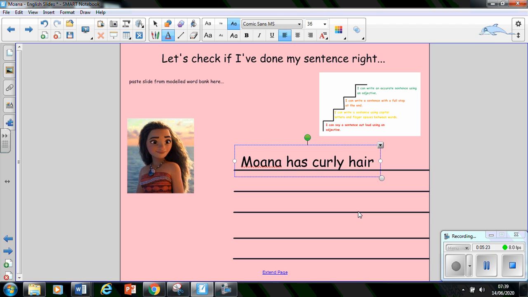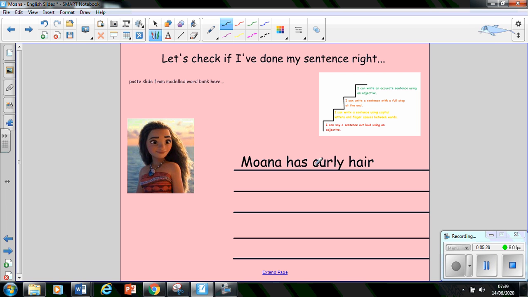Now, if I were writing this and not using a computer, all I do is simply put a line across and write it again. Okay, there was something else that I forgot. What was it? Thank you very much. That's my big important full stop at the end.